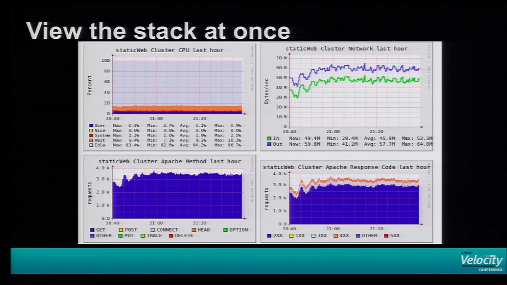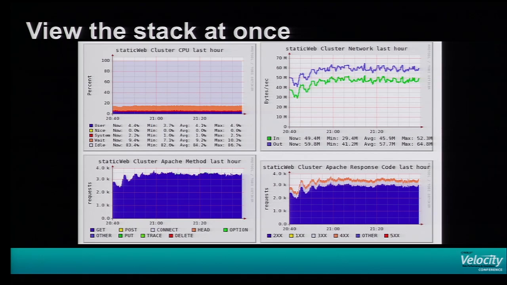So this is to give you an idea that you can view your entire stack at once. We have a CPU graph on here, we have a network graph on here, and we also have Apache response codes and Apache methods. And you can slice and dice whatever you want. This is Ganglia. If you did this with Graphite, you could do the same thing.